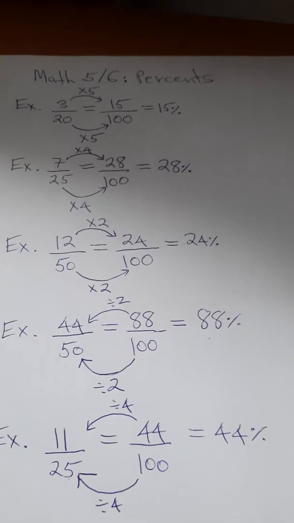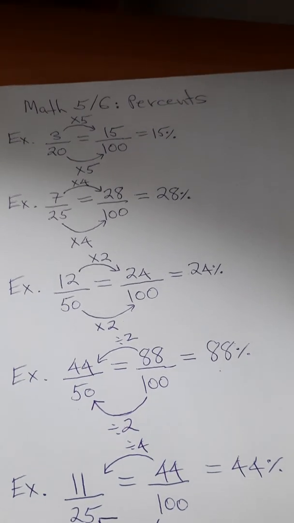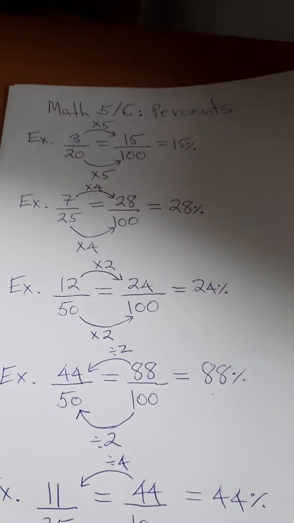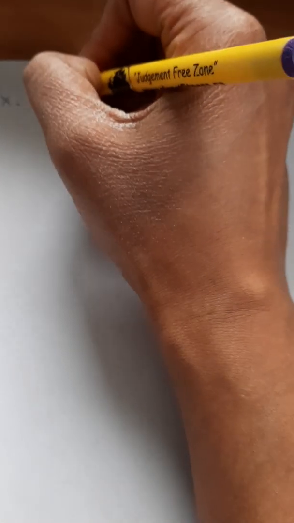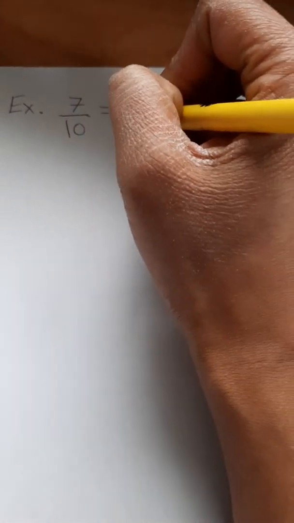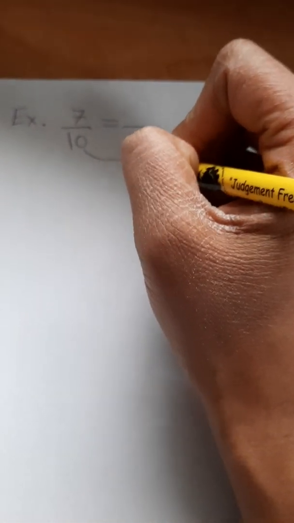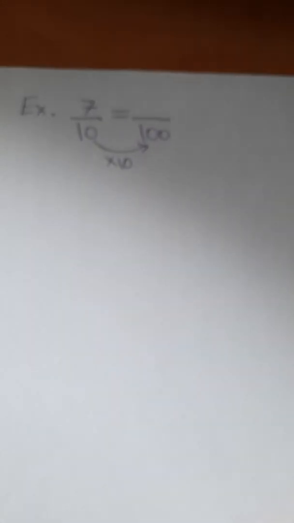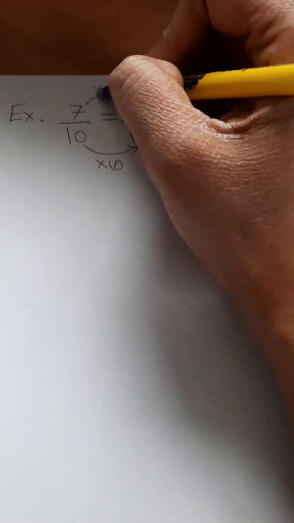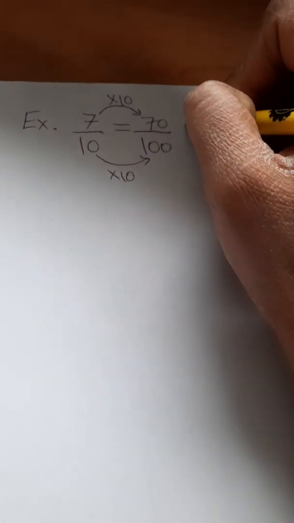Let's go to our next set of examples. This time, they're just going to give you the fraction. Let's try this example here. The question says, write as a percent, and I just have a fraction given: 7 over 10. What I'm going to do is make it equal to 100, and at the same time, make the arrow. I know 10 times 10 is equal to 100. In the same manner, we're going to do 7 times 10, which is equal to 70.